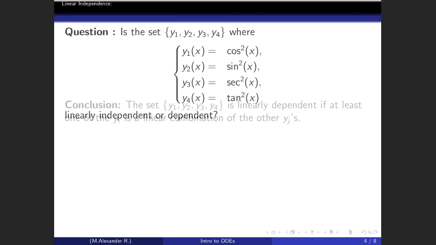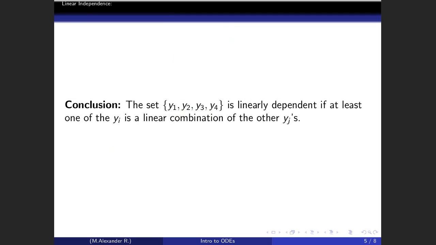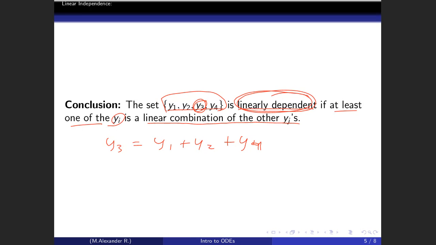So let me write that in words for you. We have 4 functions, and this collection of 4 functions is linearly dependent if at least one of the yi's, and in that case it was y3, is a linear combination of the other y's. So y3 turned out to be the combination of y1, y2, and y4. If you are able to do that, so you have a collection of functions, and at least one of them is a linear combination of the other ones, then that means that the collection is linearly dependent.